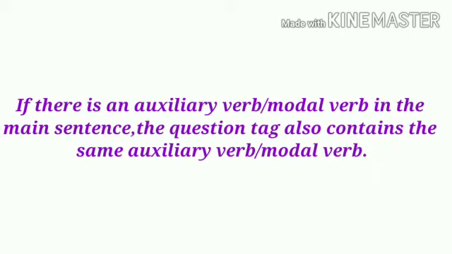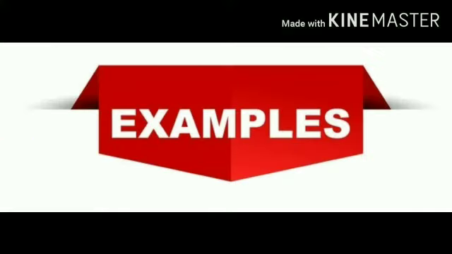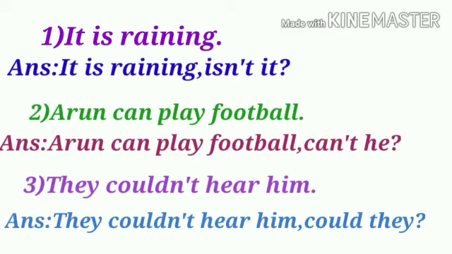If there is an auxiliary verb or modal verb in the main sentence, the question tag also contains the same auxiliary verb or modal verb. For example, it is raining. Here, is is your auxiliary verb. So you have to use auxiliary verb to form a question tag. Now the answer will be it is raining, isn't it?